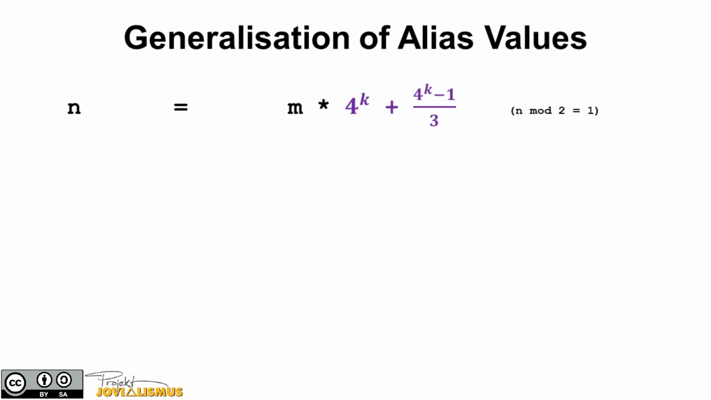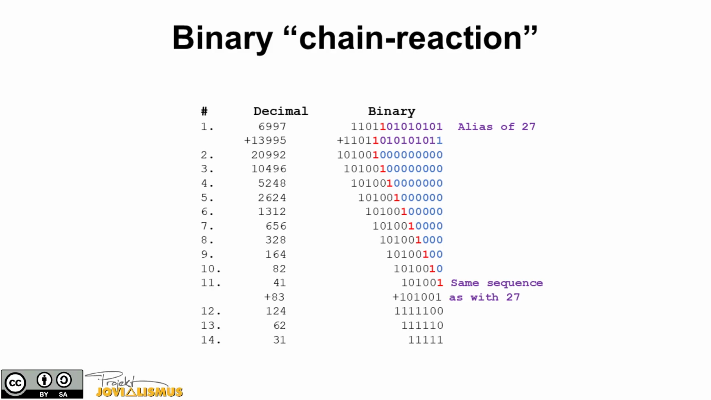You can extend this alias concept. If you multiply an odd number n by 4 to the k and add (4 to the k minus 1) divided by 3, you get an alias that takes 2k iterations longer to reach the next odd number of n plus the iterations of n. You can easily explain this by a binary chain reaction, and you can easily prove this.